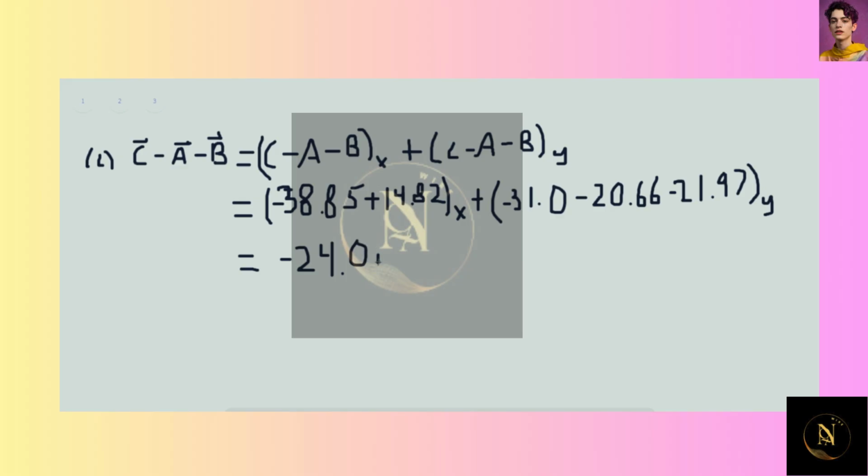And this is the i hat direction. Plus, or I'm sorry, minus 73.6 this time, and that is in the j hat direction. Box that in as our solution, part C.